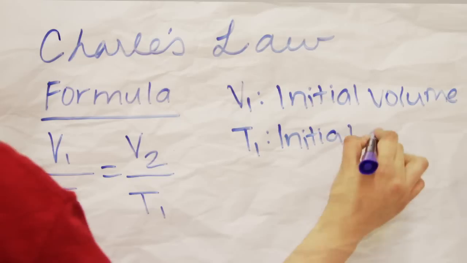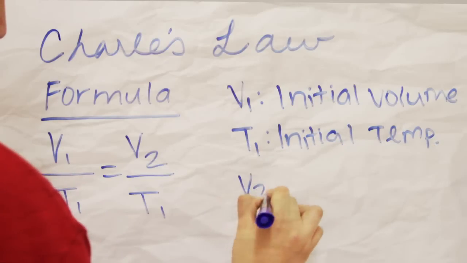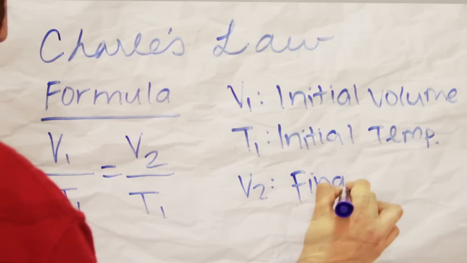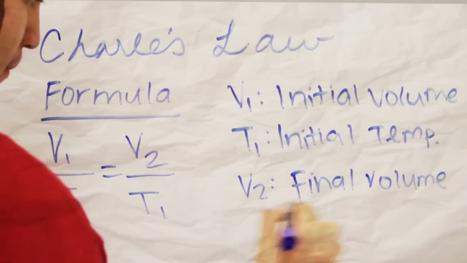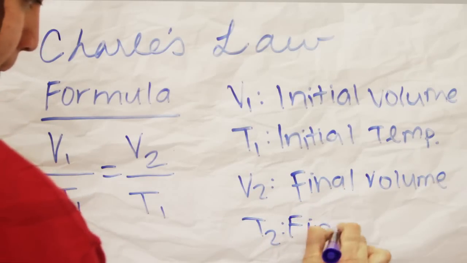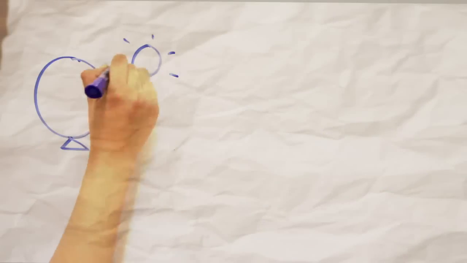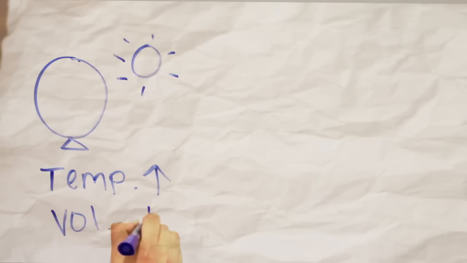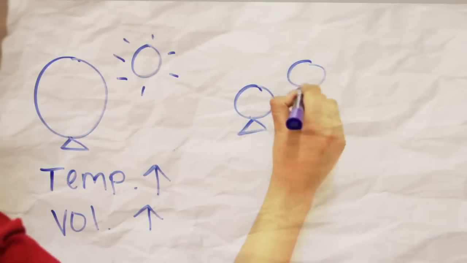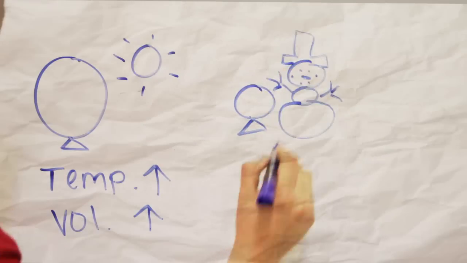V1 is equal to initial volume, T1 is equal to initial temperature, V2 is equal to final volume, and T2 is equal to final temperature. Hotter temperature makes the volume increase. The colder temperature makes the volume decrease.